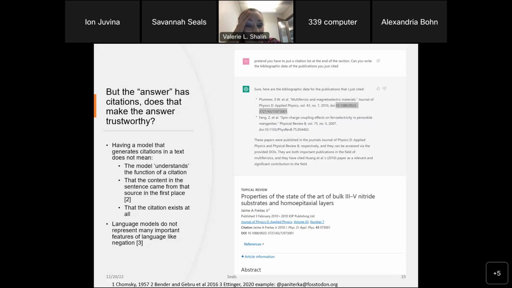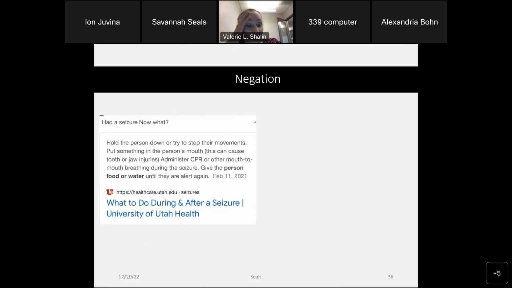Language models in general don't represent many important features of language. One particular example of this is negation. This is an example that somebody had. Somebody has a seizure, you're not sure what to do, you're not familiar with this. You Google it: somebody had a seizure, what do I do now? This is the response you get. Hold the person down or try and stop their movements. Put something in their mouth. Administer CPR or other mouth-to-mouth breathing during the seizure. Give the person food or water until they're alert again.